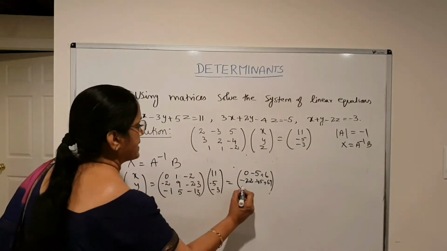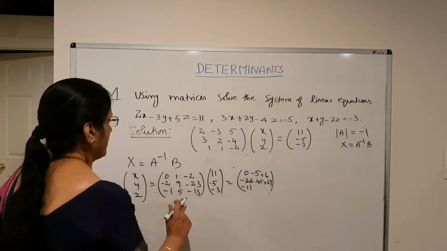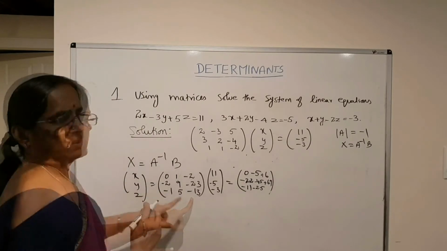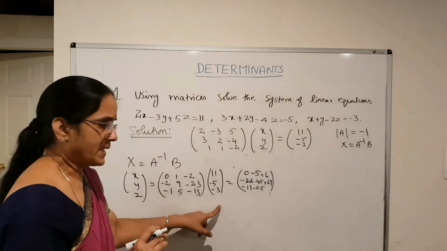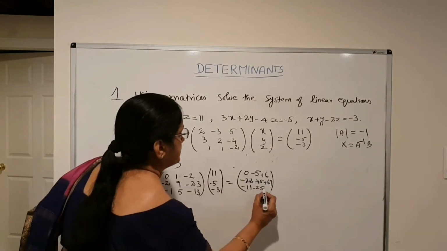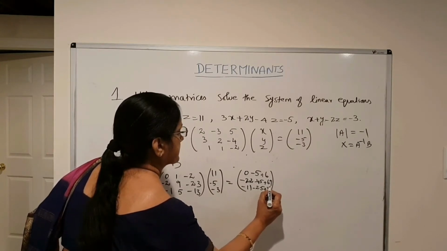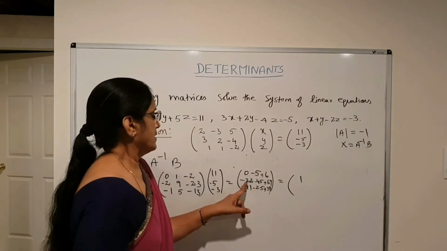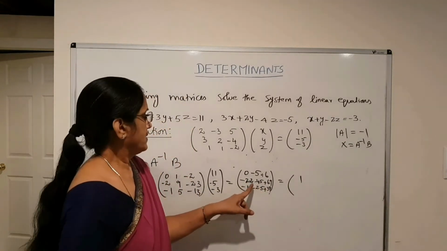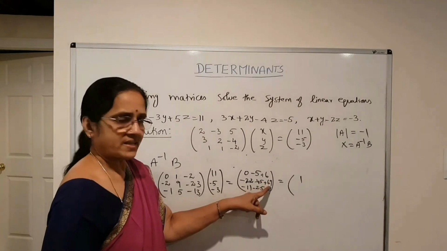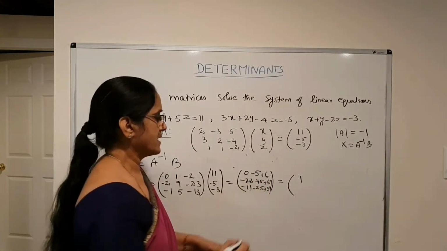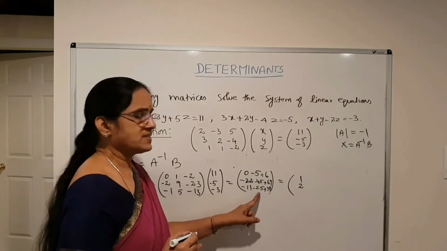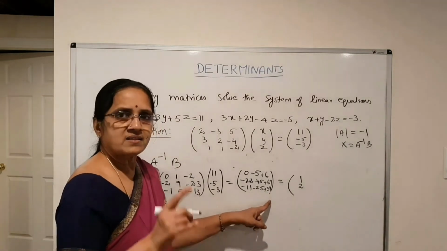Now, third row into the column here. Minus 1 into 11, minus 11. 5 into minus 5, minus 25. Minus 13 into minus 3, plus 39. This will give me 1 here. Minus 67 plus 69 is going to be 2. Then here 36 minus 36 plus 39 is going to be 3.